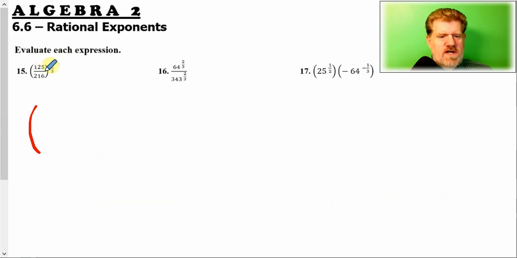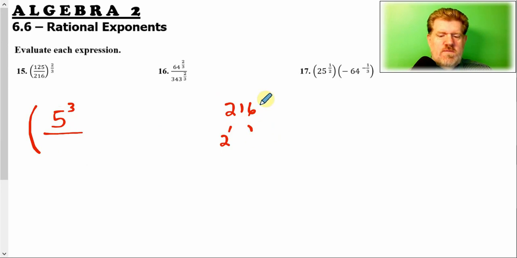Now, do you recognize 125? It is 5 to the third. And if you're not sure why, just go ahead and figure it out on the side. Now 216. We haven't dealt with 216 yet. My guess is, I don't know. Why bother guessing? Let's figure it out.